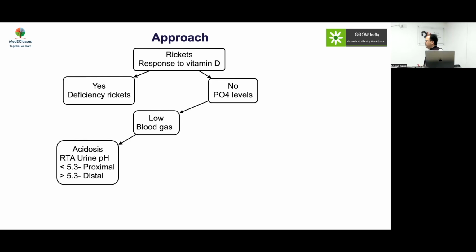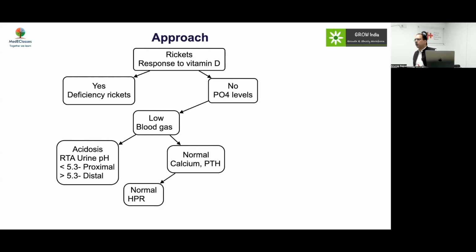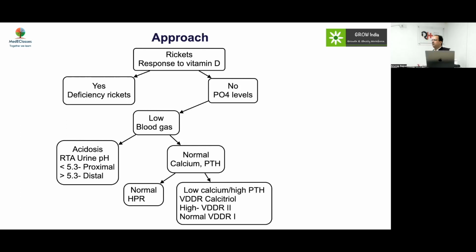So look at the blood gas. If it shows acidosis, that is renal tubular acidosis, and you classify using urinary pH and the urinary carbon dioxide to blood carbon dioxide difference. You can use the fractional excretion of bicarb to classify into proximal or distal RTA. We'll talk about this a bit later. If the blood gas is normal and your calcium and PTH are also normal, this is hypophosphatemic rickets. While if you have hypocalcemia, you have VDDR, which you can classify using calcitriol level. A low level suggests VDDR1 and a high level suggests VDDR2.